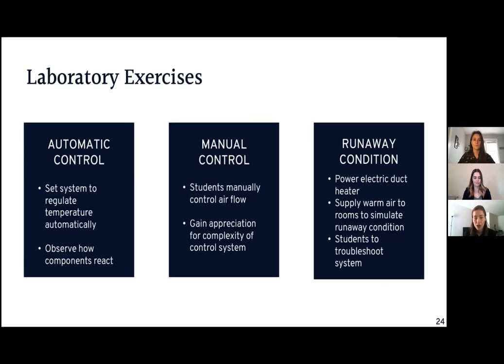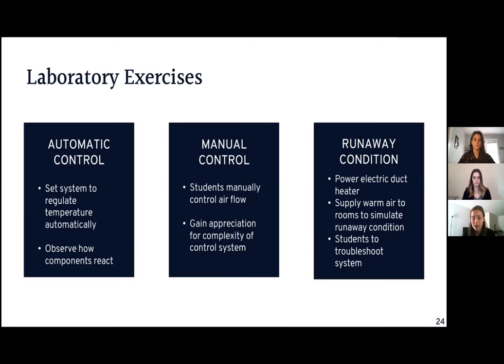In the manual control exercise, the airflow control boxes can be deactivated and students can attempt to manually balance the system using the manual balancing dampers installed in the ductwork. This will allow students to gain an appreciation for how complex building control systems actually are, as they will fail miserably overshooting the system trying to hit those set point temperatures.